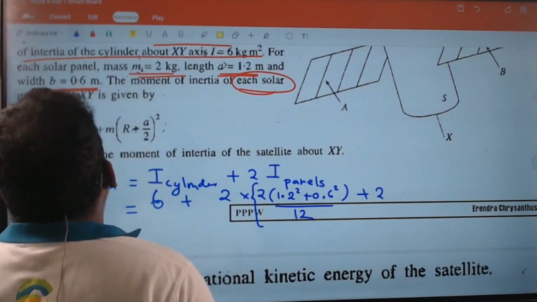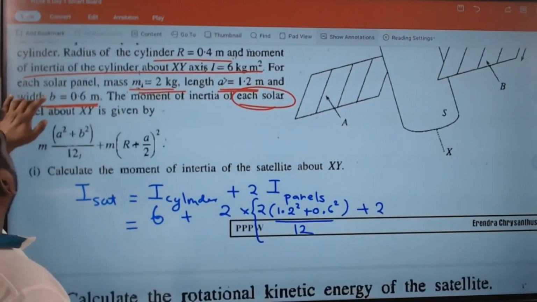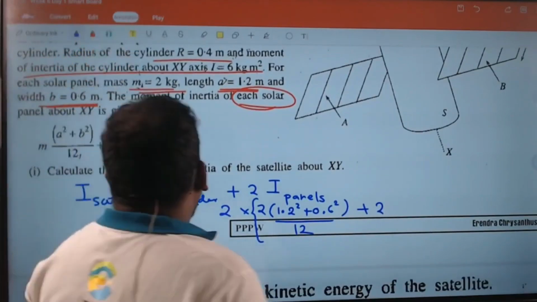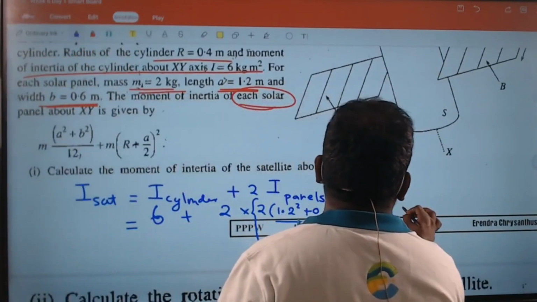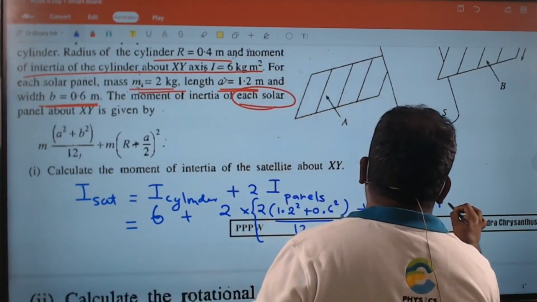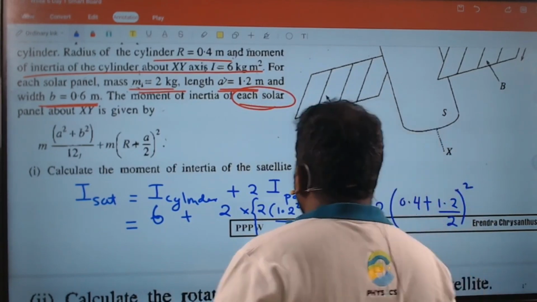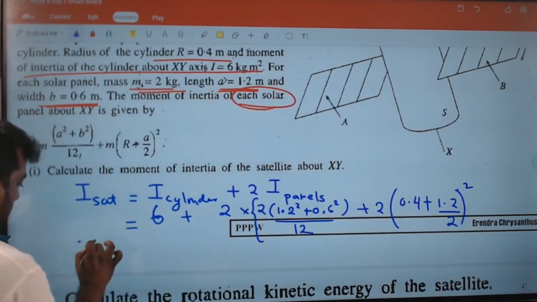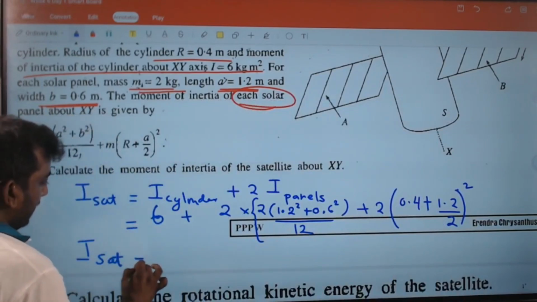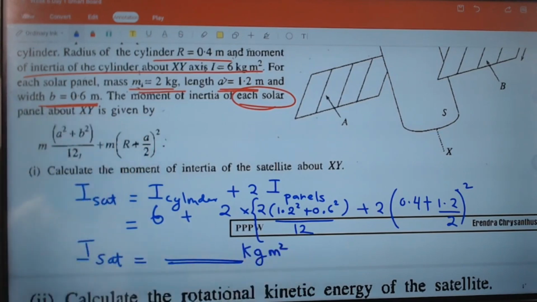radius, which is 0.4. Radius is 0.4, and A is 1.2 divided by 2, whole thing squared. So the moment of inertia of the satellite you can find in kilogram meter squared, carefully.